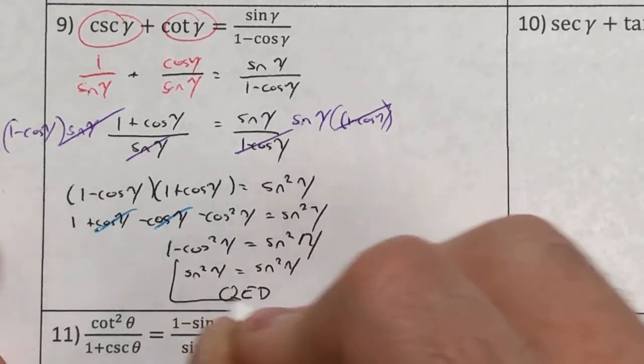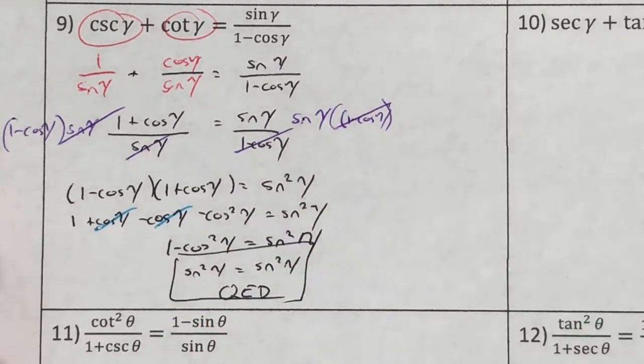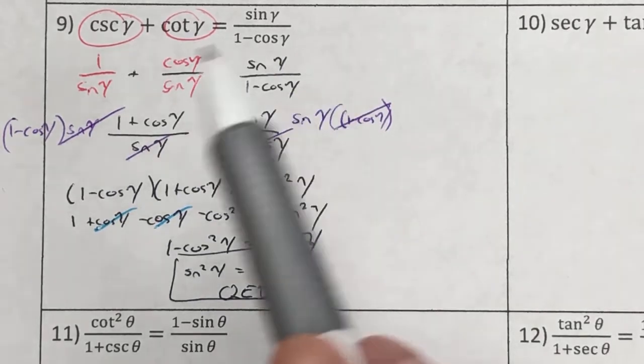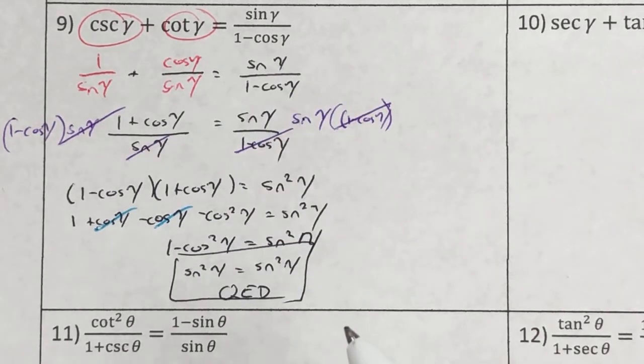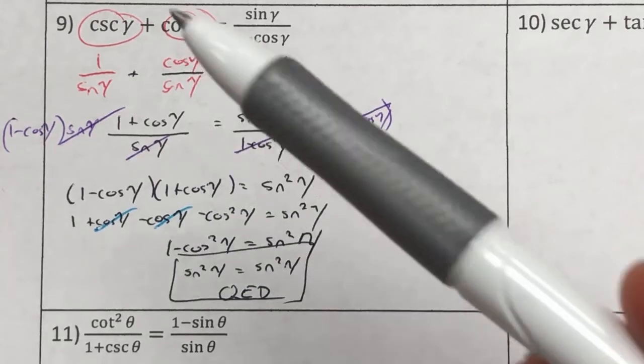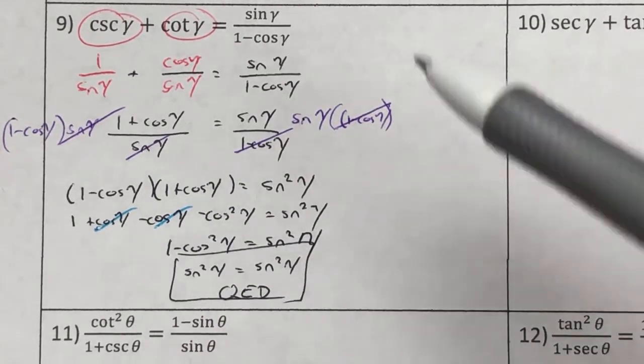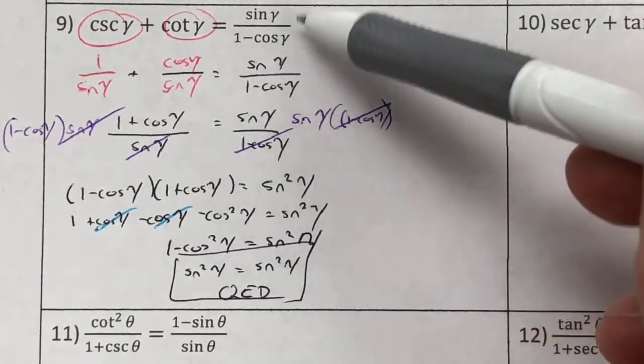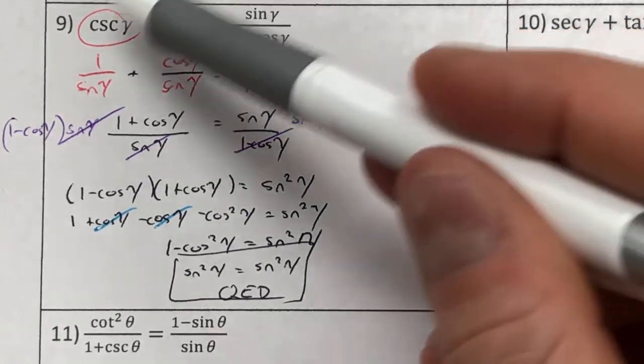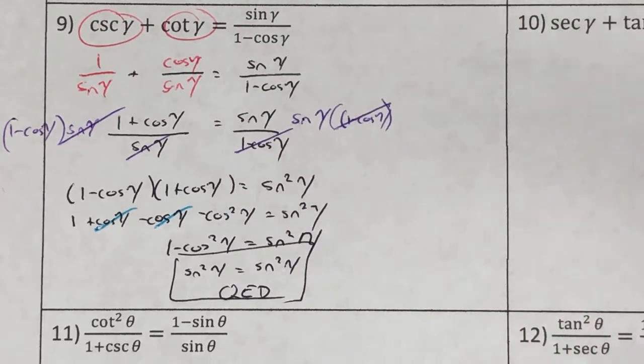QED, quod erat demonstrandum. Done. And this one specifically, you could have worked many, many different ways. But again, we're taking simply one approach to get from the top to the bottom. What you might have done is gone ahead and tried to rework the right-hand side of the equation to get cosecants and cotangents. There's really no limit to how you get to the answer.